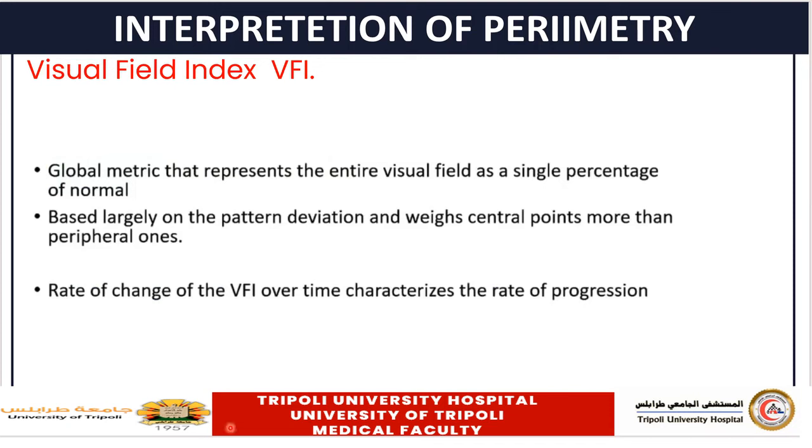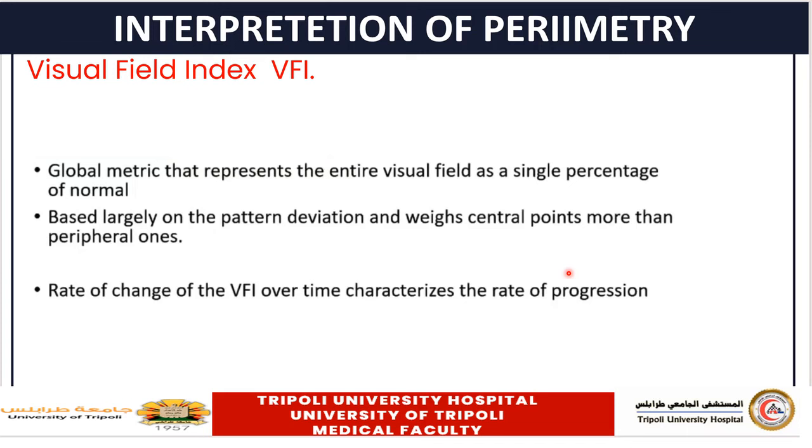A very important index in the printout that has been recently added is the visual field index. The visual field index has a value between 0 to 100, and it has no probability value. It reflects the residual central vision of the patient, and it gives more weight to the central sensitivity as compared to the peripheral sensitivity.